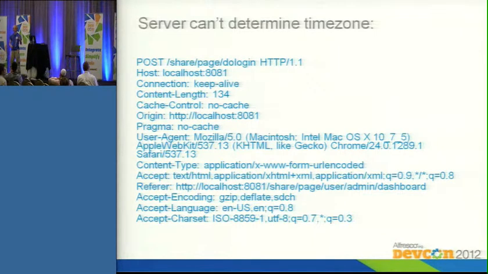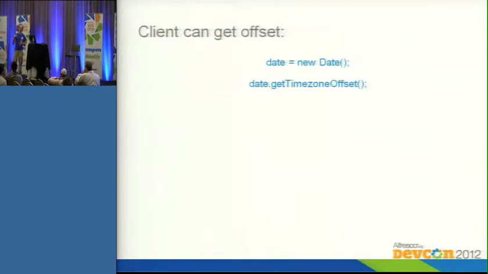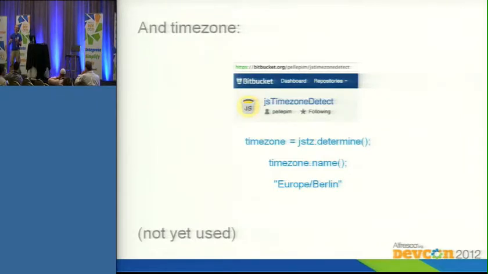Now, I don't know if you can read that, but it's an example of the headers that Share sends when it makes a REST API call. And there's nothing in that the server can use to determine the time zone. But luckily, JavaScript to the rescue. There's the getTimezoneOffset method that we can use on the client within the browser to find out what the offset is for the user. And using that offset, there's a third-party library that we don't currently use, but might do soon, that does clever stuff, and that can actually determine the time zone that user is in.